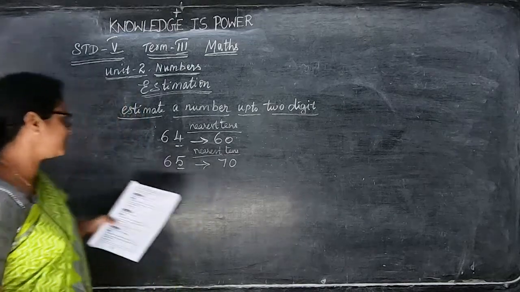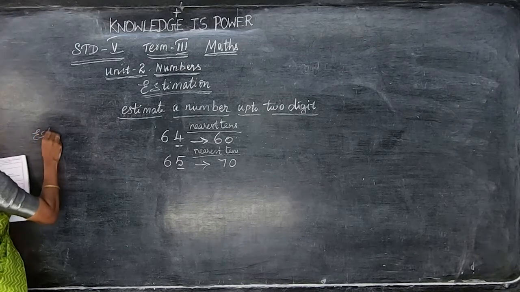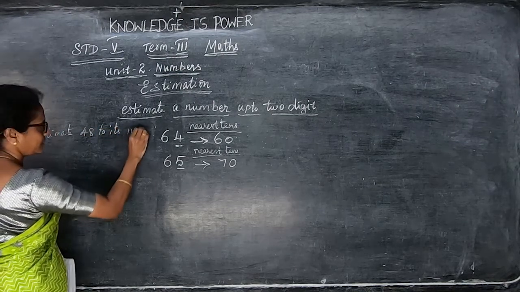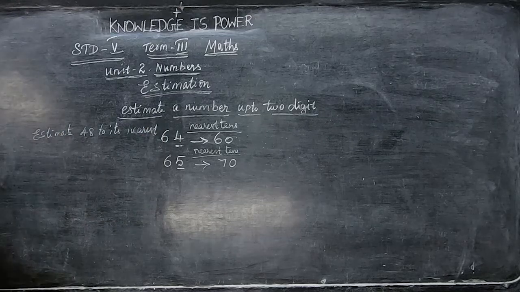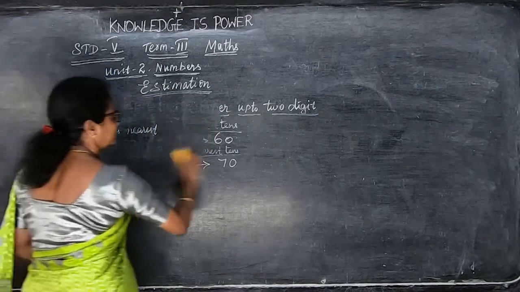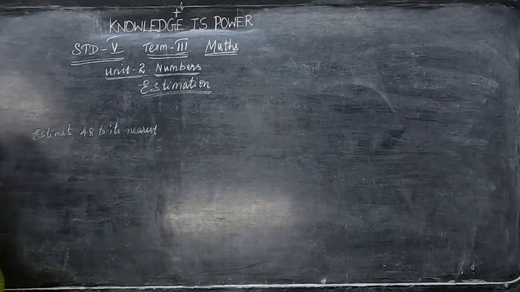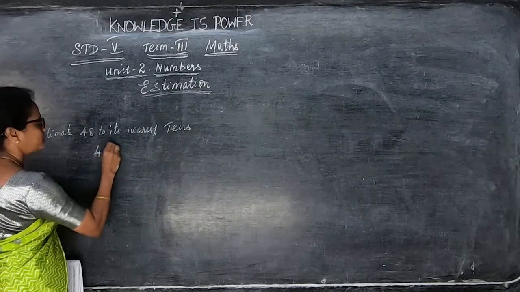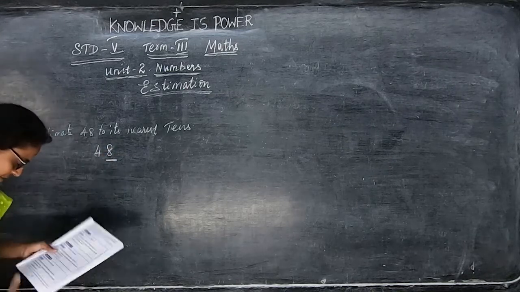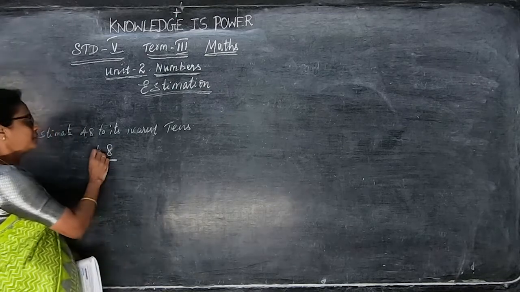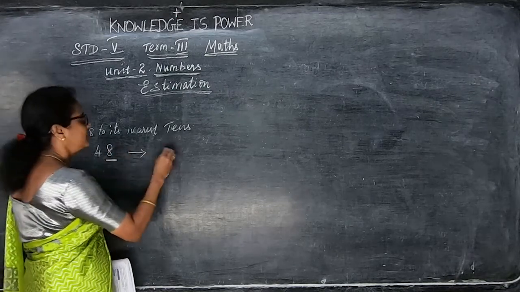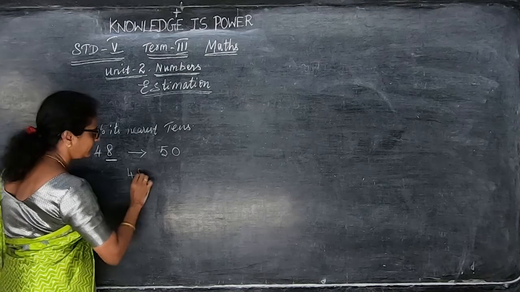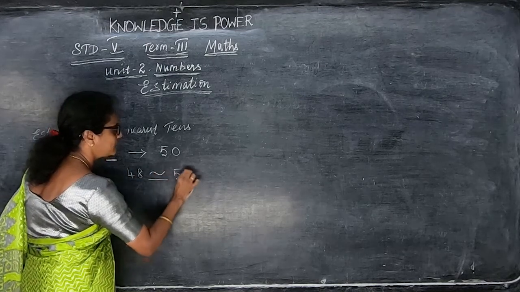Like this, the sums are given. Estimate 48 to the nearest 10. Underline the 8, which is greater than 5, so we go up from 40 to the nearest 10, which is 50. So you can write 48 estimated to 50. It is that simple.